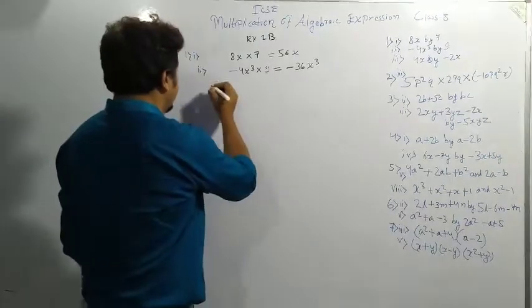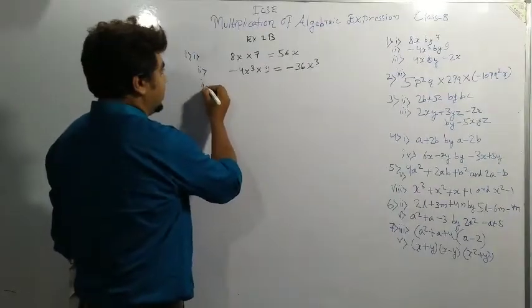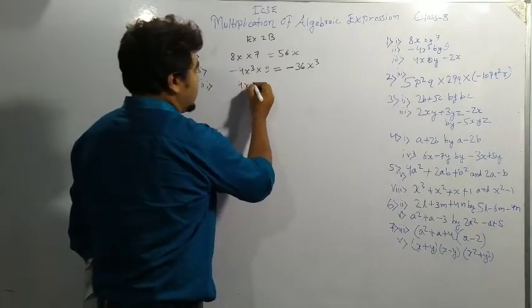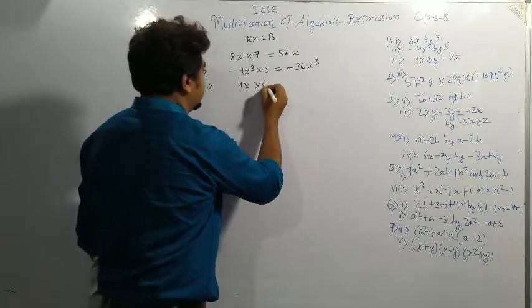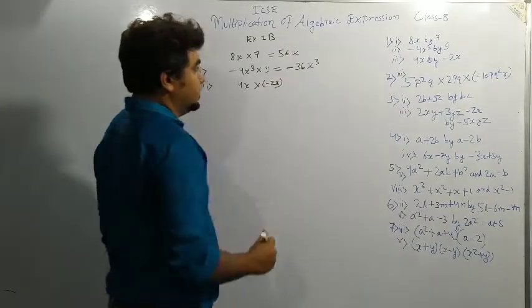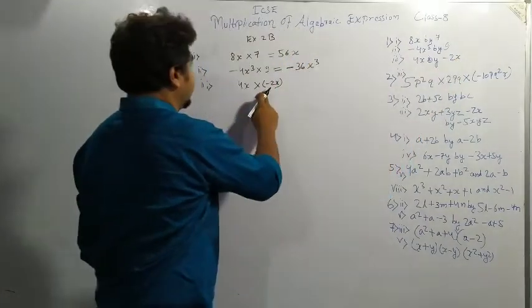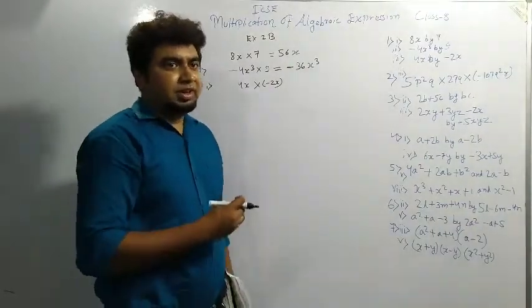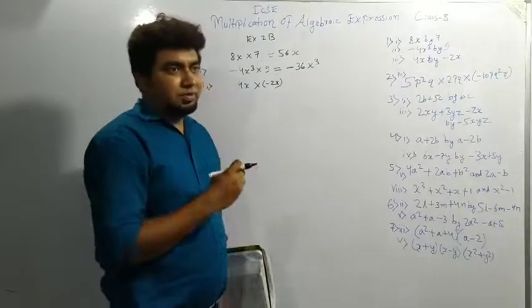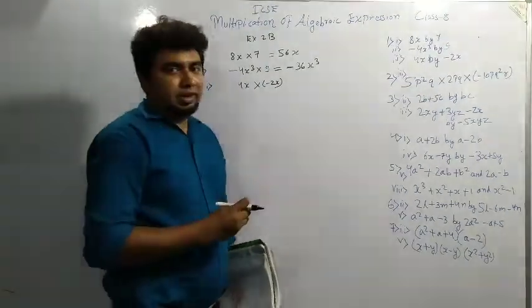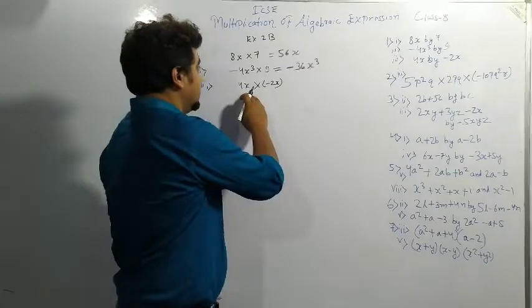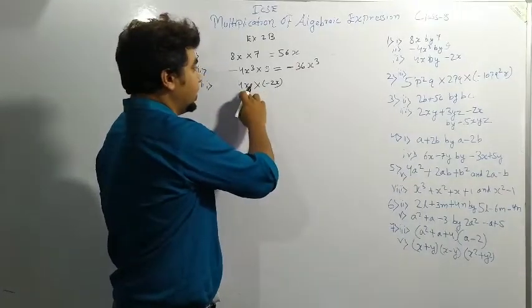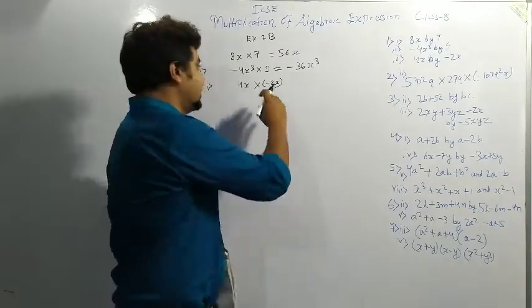Now we will be solving the third bit. This is 4x by minus 2x. Whenever I see that a minus sign is written in the second term, I will take it in a bracket so as to minimize the error. Because sometimes you can wrongly interpret it as subtraction. That's why I am writing it in a bracket, that 4x should be multiplied with minus 2x.